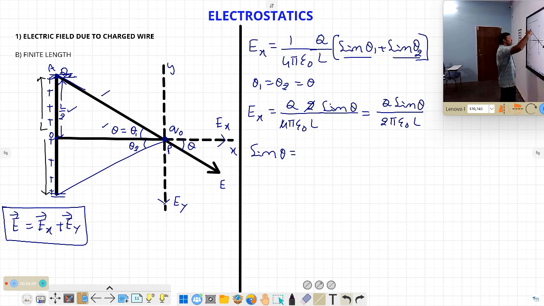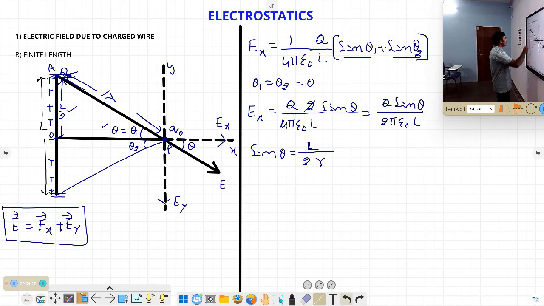What is the hypotenuse value? That is the distance of the point from the elementary portion or end of the conductor line. So I can write this formula: sin theta is equal to L by 2 by R. Now, what is the R value?